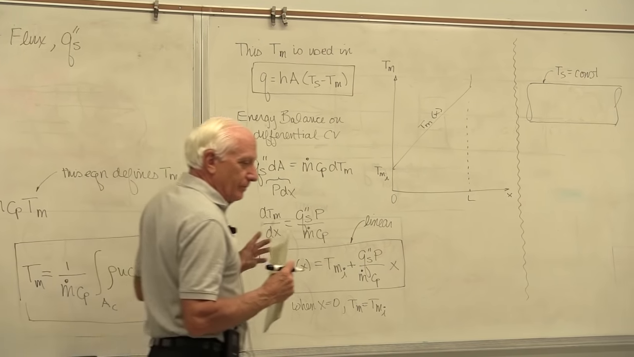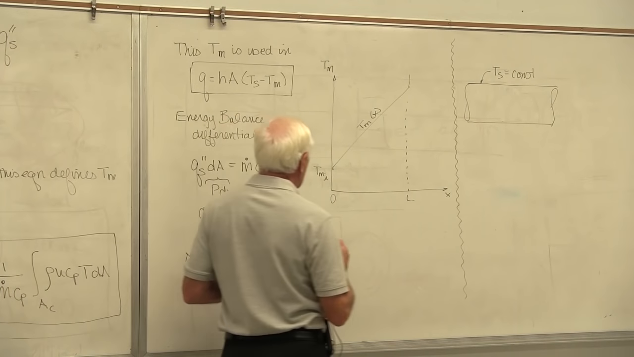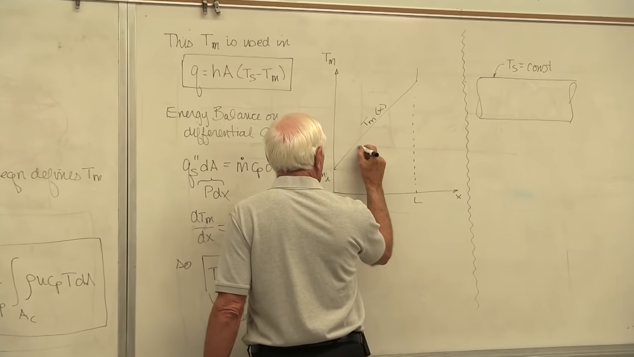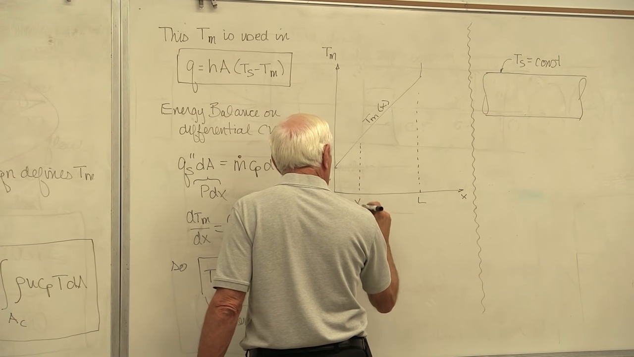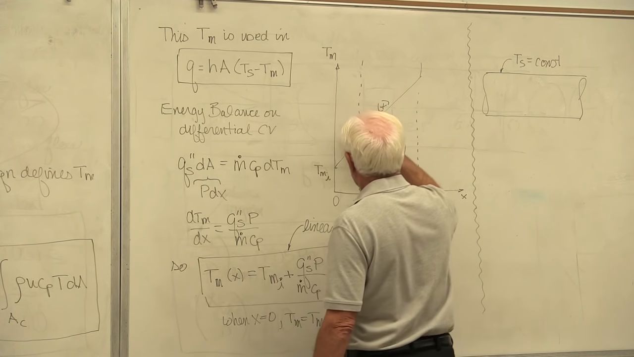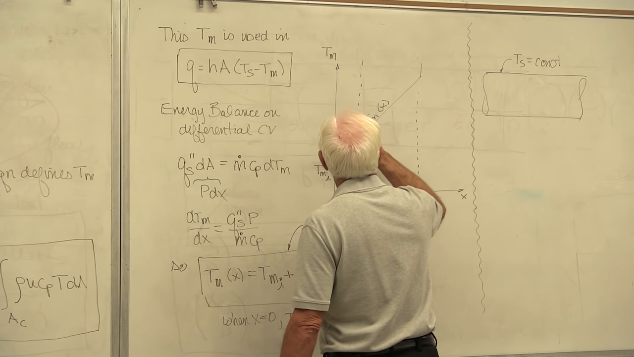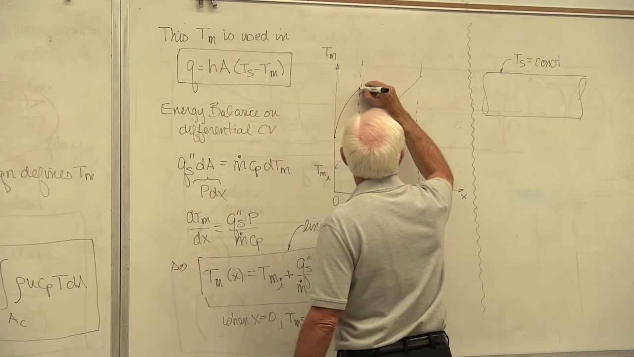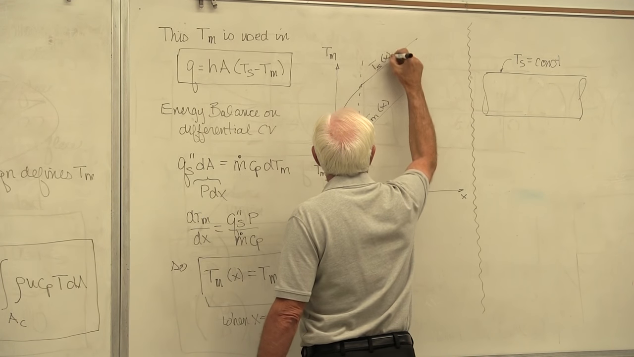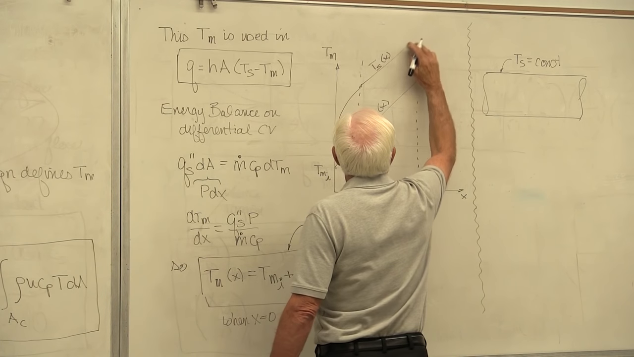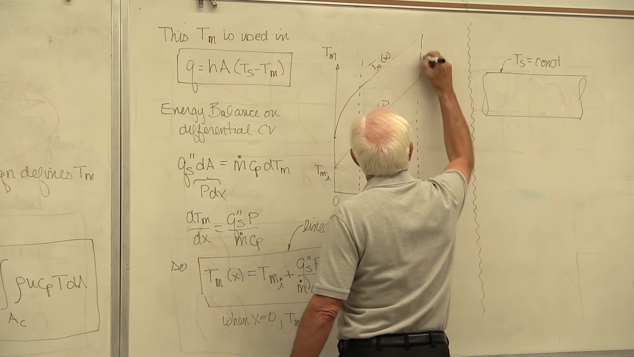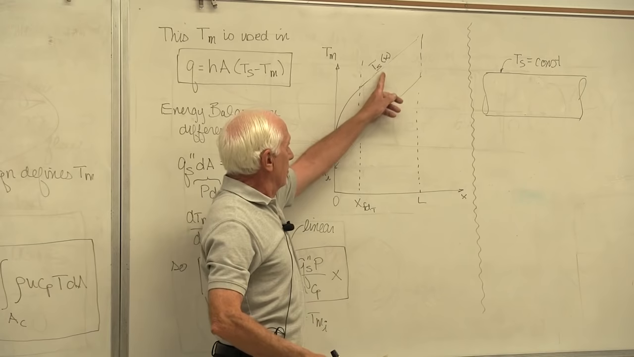Now, we're not going to prove this now, but I'll just show you where the surface temperature goes. If this is x fully developed for temperature, then the surface temperature looks like this. And these two lines have the same slope? They have the same slope, okay.